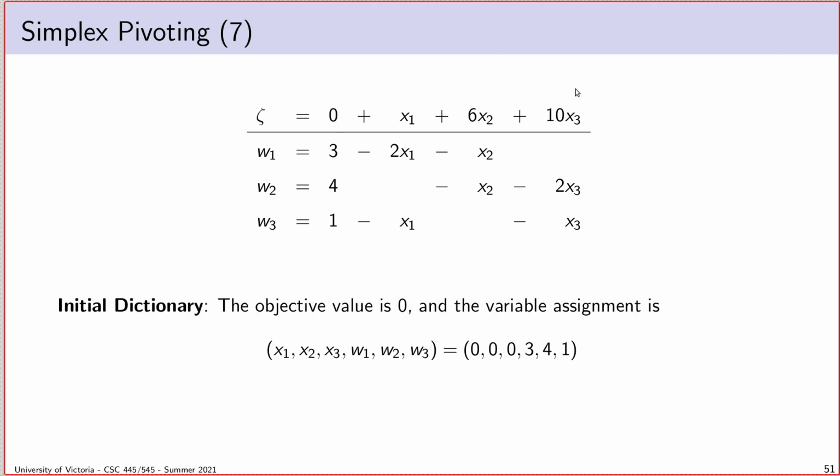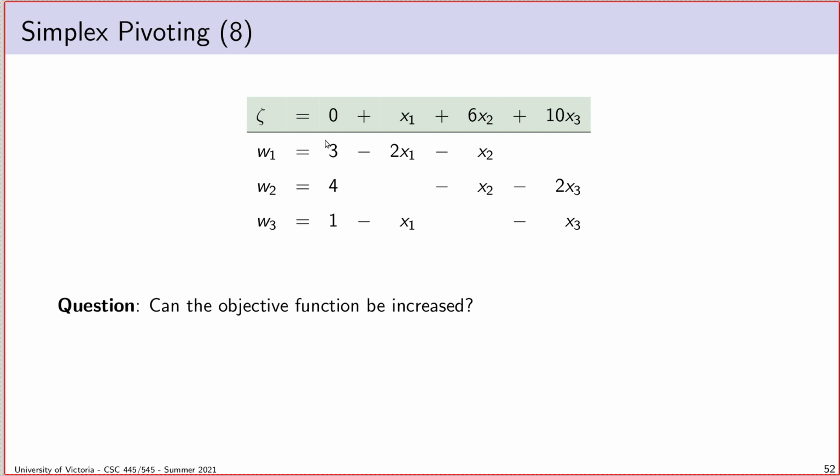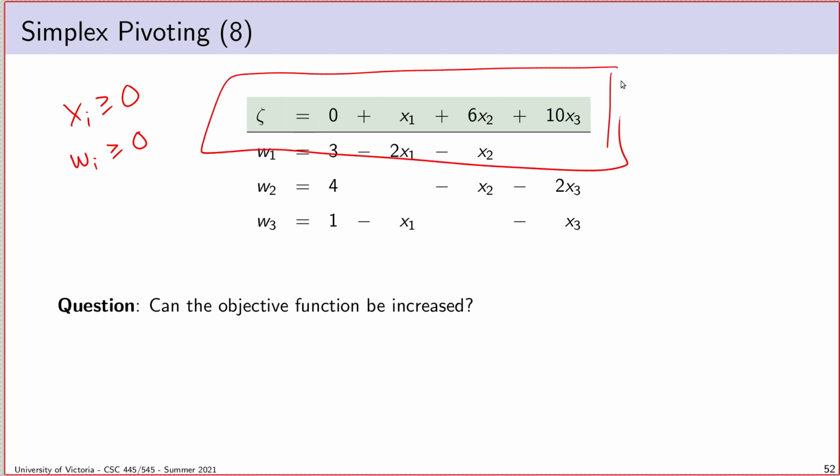Okay, initial dictionary. The objective value is 0, and the variable assignment is this. And remember, I just set all the non-basic variables to 0, and then I read off the basic variables from the constant column. Question, can I increase the objective function? So remember that the only constraints that exist when I'm working with a dictionary are that every xi has to be non-negative, and every wi has to be non-negative. In dictionary mode, those are the only two sets of constraints I care about. Everything else has been encoded into the dictionary. So the question is, is there anything I could do that would increase the value of the objective function?